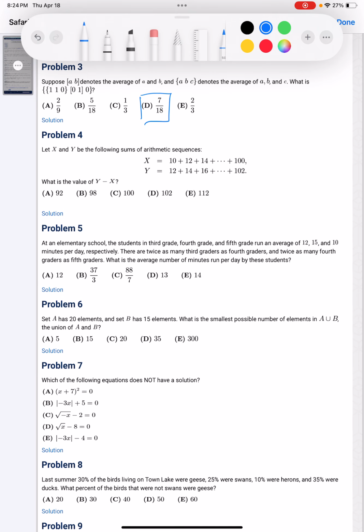Moving on to problem 4. If x and y are the following sums of the arithmetic sequences, what is the value of y minus x? So we noticed that x has 46 terms if we include 10, and y has 46 terms if we include 12. Therefore, with 46 terms, the sum of x would be the average of the first and last term, so 55, times the number of terms, which is 46. The common difference is 2, it's going to be 45 plus 1, 46.